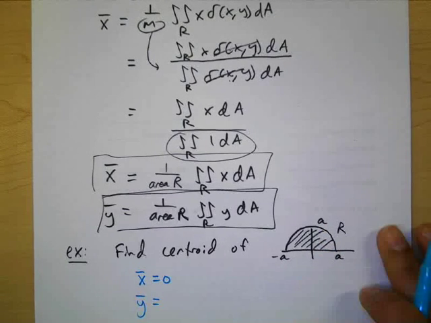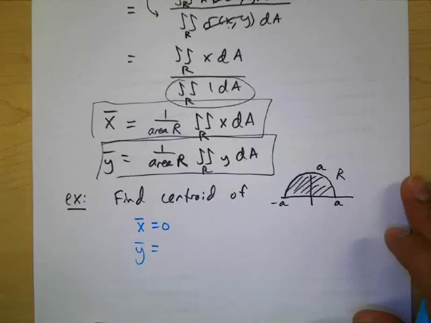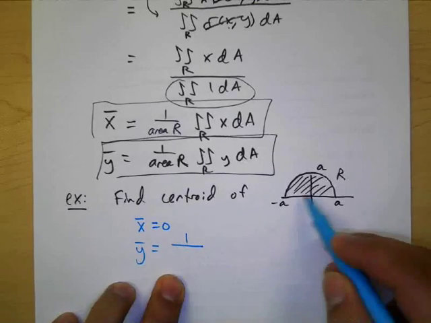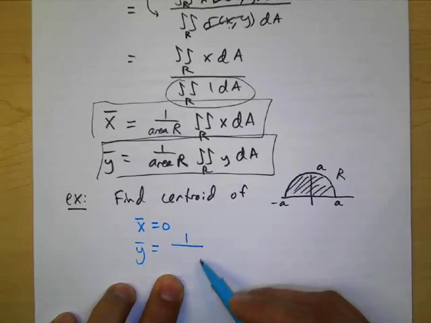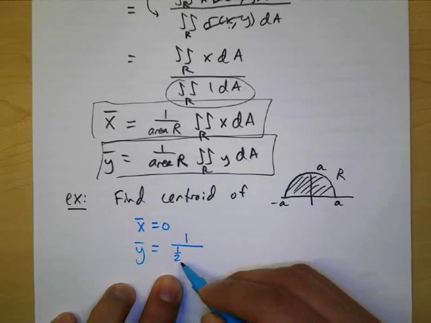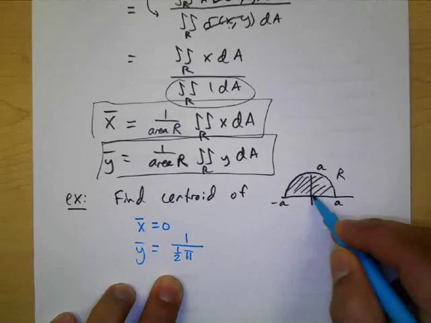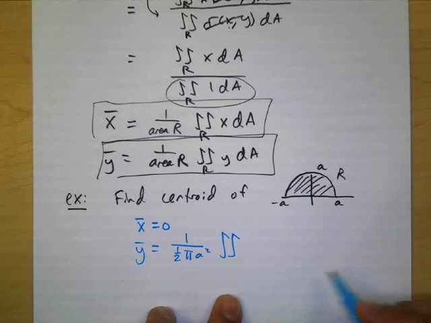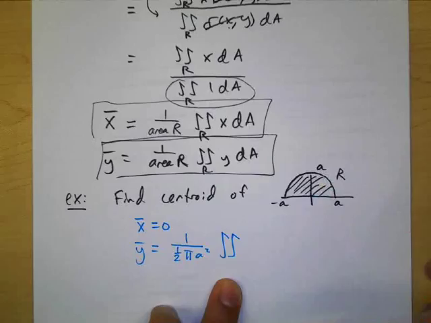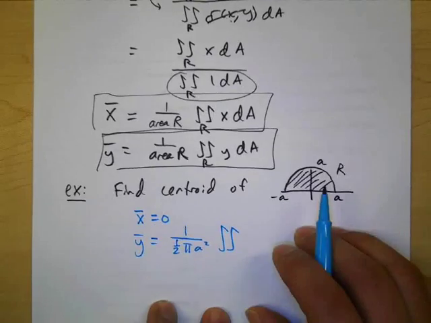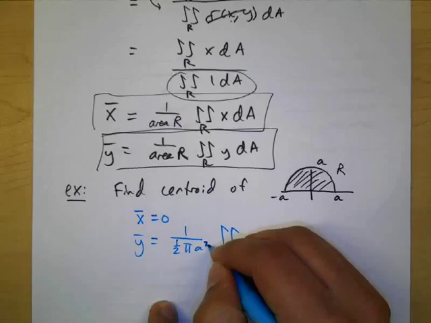So if we set up the calculation, we do 1 over the area, but this is a half circle, so I don't even have to do the double integral because we can find the area of a half circle. Half pi, what's the radius here? a, so (1/2) pi a squared. Now, if we didn't have such a nice shape, then yes, you're going to have to do a double integral to figure out the area of R.